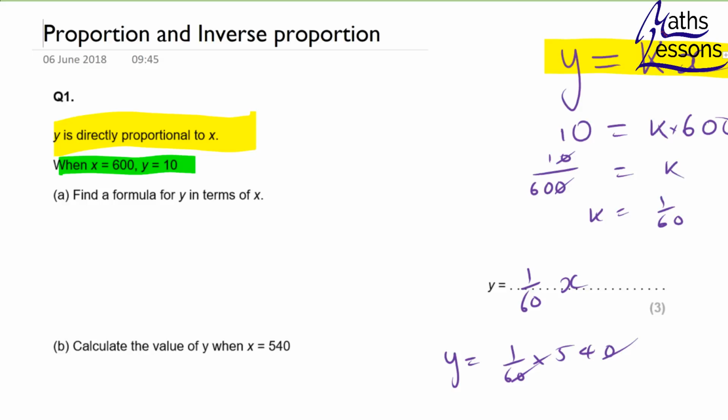Hope that helped with the proportion, inverse proportion. Do remember to have another go at these questions in a few days to check you understand them, and again have another go in a week to check you have total understanding. That's how your memory works. Give yourself 2 days practice, give yourselves a week, practice again, and you should have really good understanding after that point.